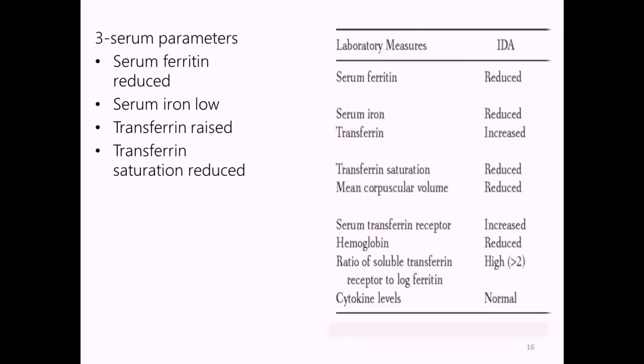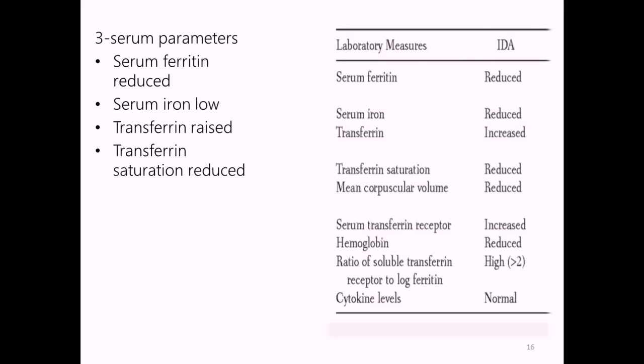About the serum parameters, we can note the serum ferritin is reduced, the serum iron is low, the transferrin is raised, and transferrin saturation is reduced, and this is the important point. Transferrin saturation means the transferrin transfers the iron to the site of action. In microcytic hypochromic anemia, it is usually reduced.